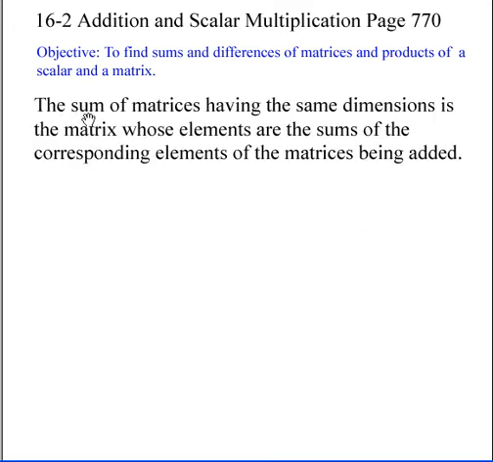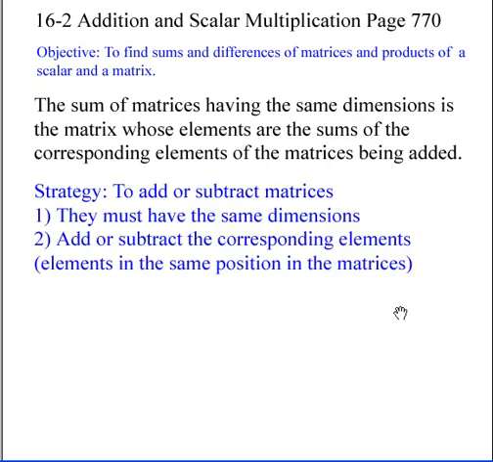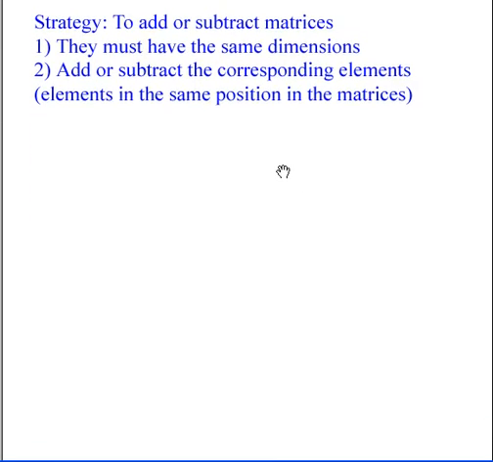According to our textbook, the sum of matrices having the same dimensions is the matrix whose elements are the sums of the corresponding elements of the matrices being added. We might want to think of this strategy instead. Two things need to be true about those matrices in order to add or subtract them. First, they must have the same dimensions. Secondly, after we establish they have the same dimensions, we would add or subtract corresponding elements. Those would be the elements that are in the same position in both matrices.